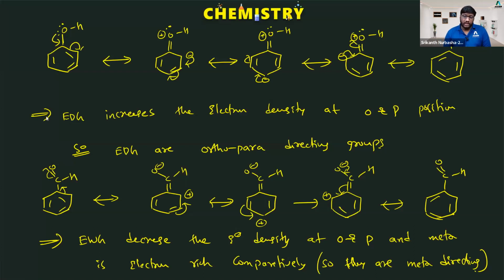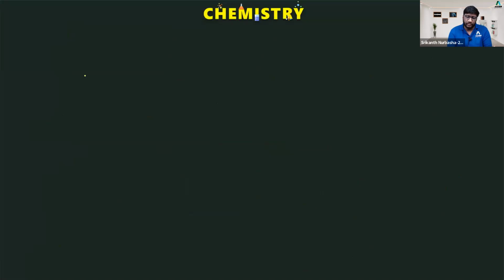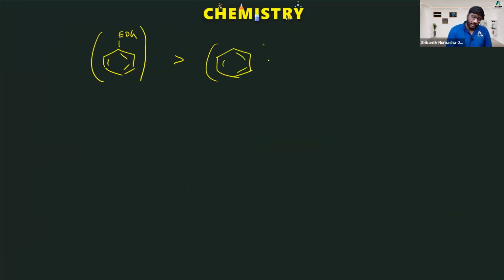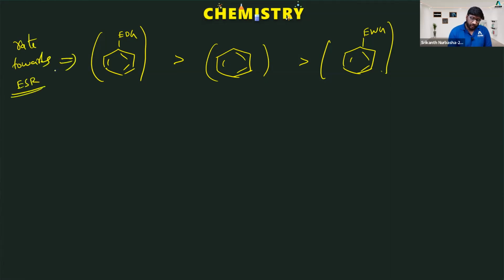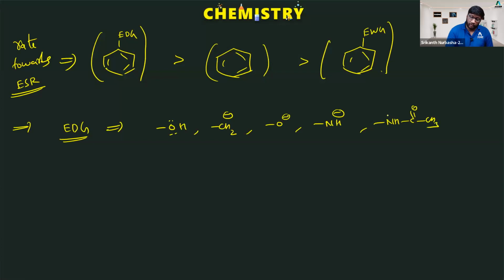Is that clear, students? Understood these points or not? So reactivity order, which is more reactive? Electron donating groups. It doesn't matter how weak the electron donating group is. The weakest electron donating group will also have more reactivity when compared to the electron withdrawing groups. So if you look at the attack, electron donating groups will always have a greater rate when compared to no substitution, and a greater rate when compared to electron withdrawing groups, towards electrophilic substitution reactions. And what are the electron donating groups? You can think of OH, CH2 minus, O minus, NH minus, NH2 with a lone pair of electrons on nitrogen. All these are electron donating groups.